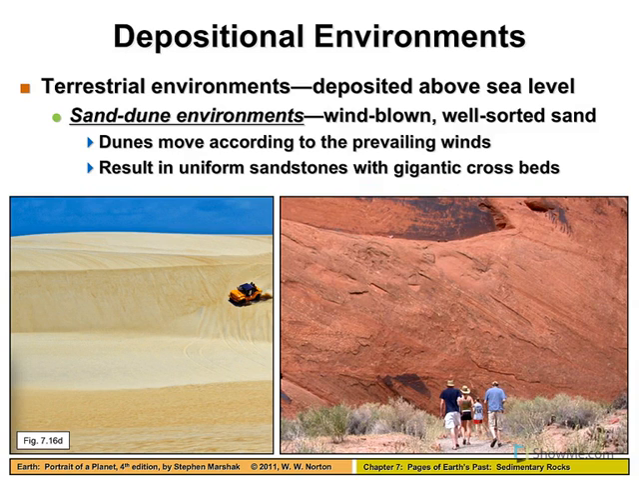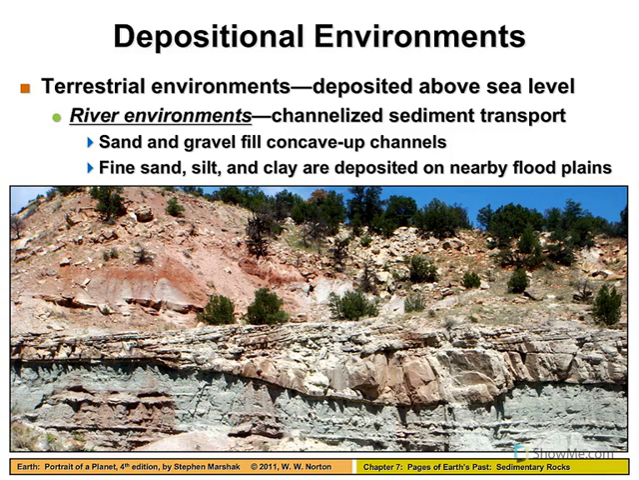We can get sand dune environments, which obviously the transportation mechanism here is wind. And of course you can see those big crossbeds in this preserved sand dune, again showing you the direction that the wind was predominantly blowing from.